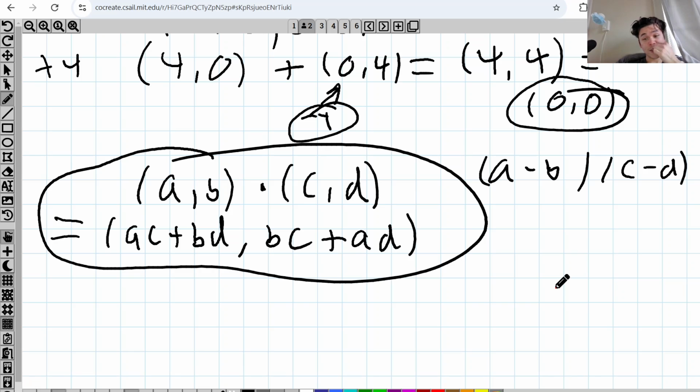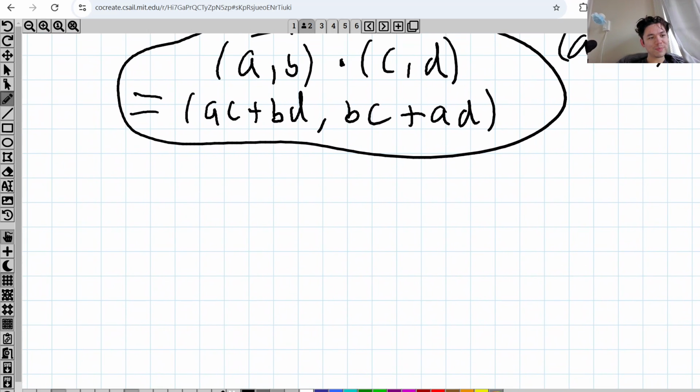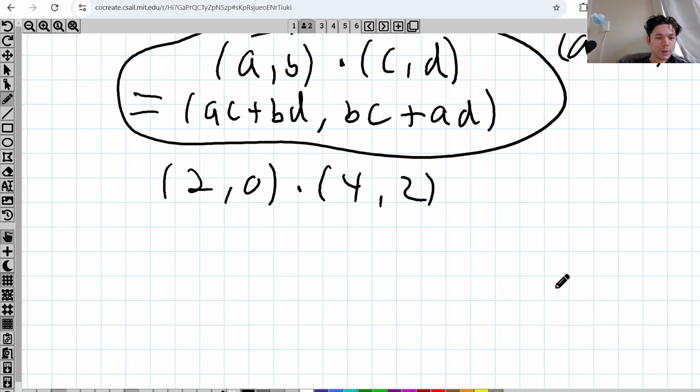And you can check this here. I'm going to do 2 times 2, but I'm going to do it with two weird representations. We're going to do 2, 0, the simple one, and then we're going to do 4, 2. And let's see what we get by running this formula. All right.